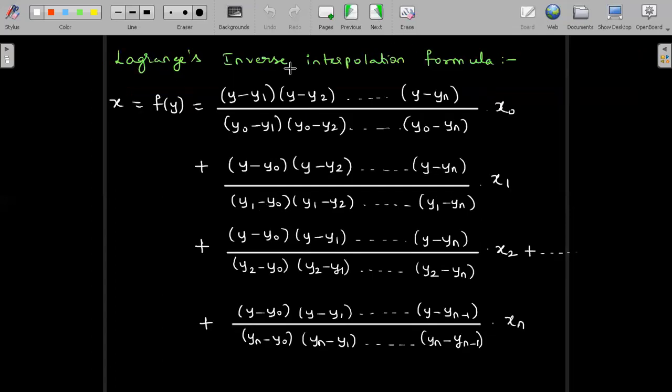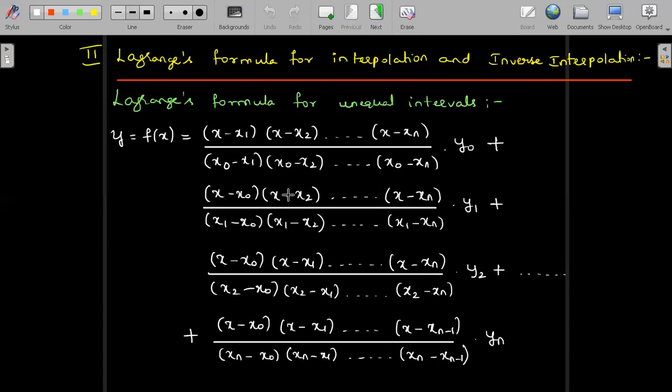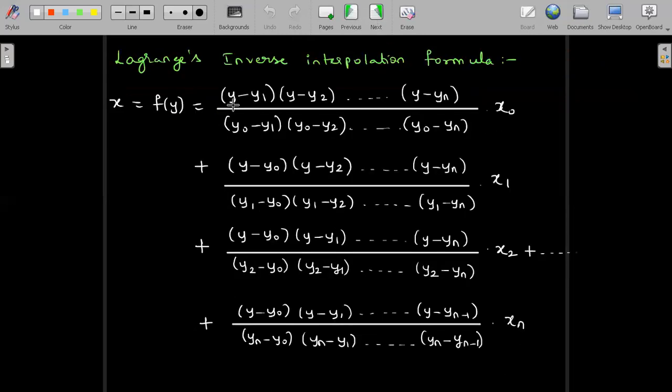So let us see Lagrange's inverse interpolation formula. This formula is framed very easily, keeping in mind that the values of x and y are reversed from the previous one. Everywhere the values of x and y are reversed. That is why we have the formula with respect to y first. So y minus y1, y minus y2, etc. up to y minus yn, the whole divided by y0 minus y1, y0 minus y2, etc. up to y0 minus yn. As a multiplier, x0 is used.